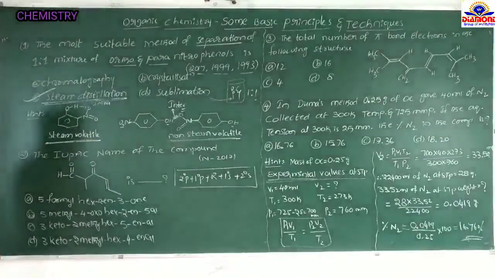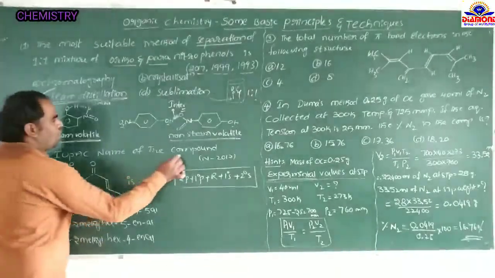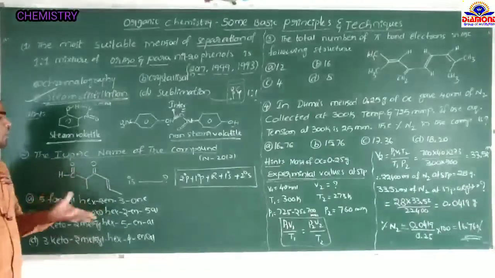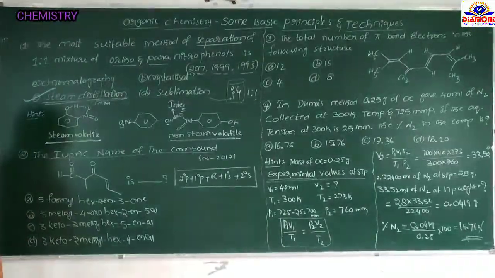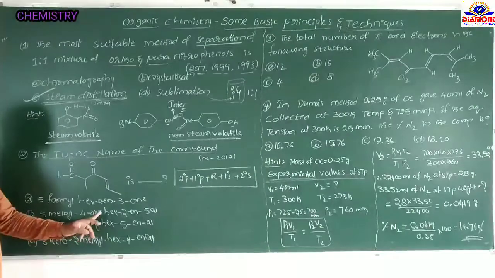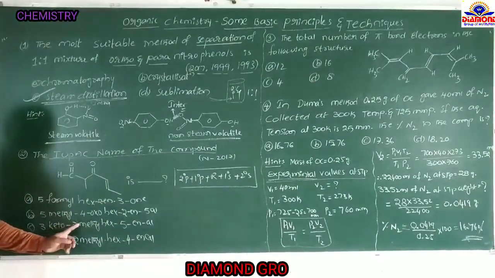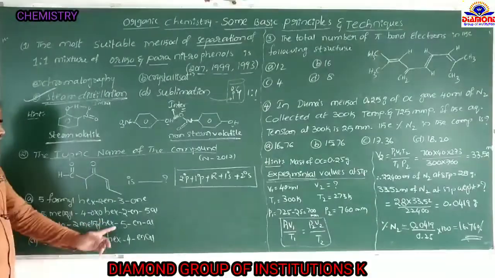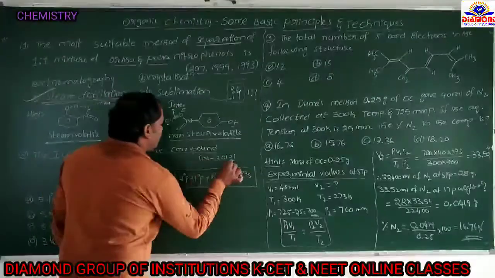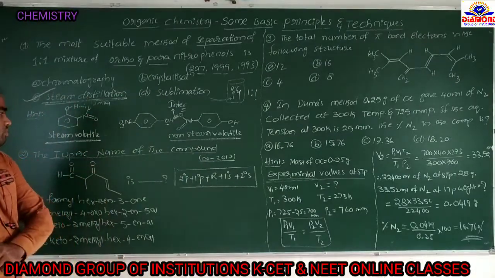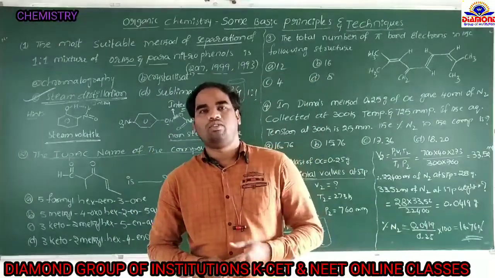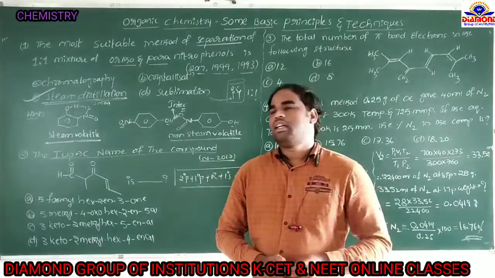Second one, the IUPAC name of the compound. Here one of the organic compounds is given. What is the IUPAC name of this compound? We are going to find out. Option A, 5-formyl hex-2-ene 3-one; option B, 5-methyl 4-oxo-hex-2-ene thiol; option C, 3-keto 2-methyl hex-5-ene ol; option D, 3-keto 2-methyl hex-4-ene ol. Okay, this is a NEET 2017 question. For any organic compound, if you want to give the IUPAC name, it is better to follow this rule.